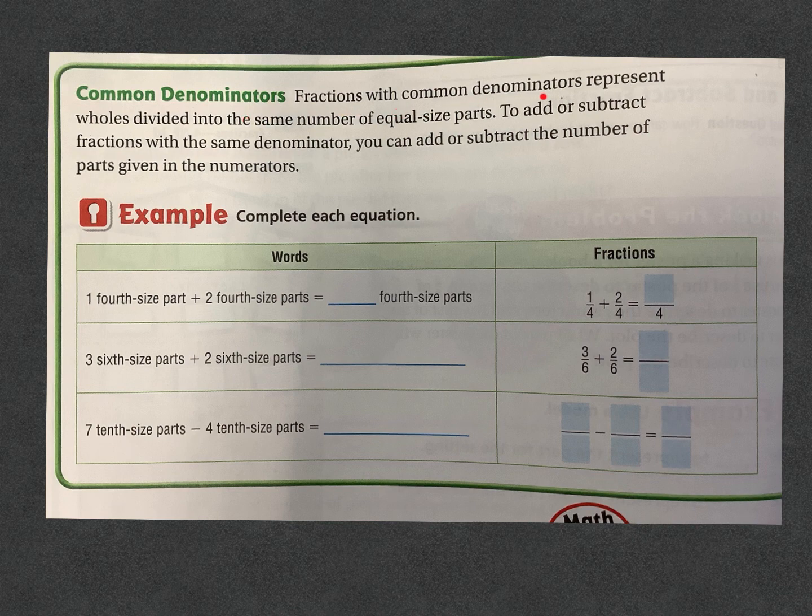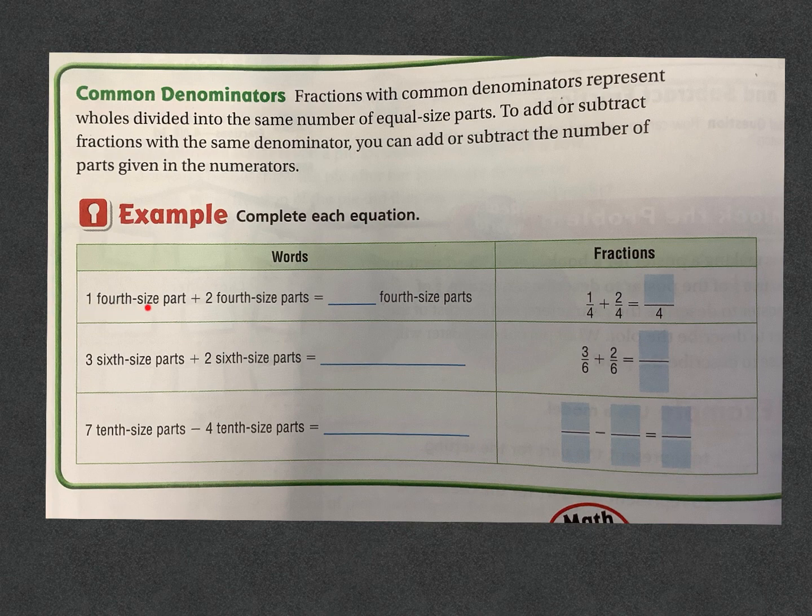You keep hearing me use the term common denominators. Fractions with common denominators, the same denominator, represent wholes that are divided into the same number of equal-sized parts. To add or subtract fractions with the same denominator, you can add or subtract the number of parts given in the numerators, and the denominator doesn't change.